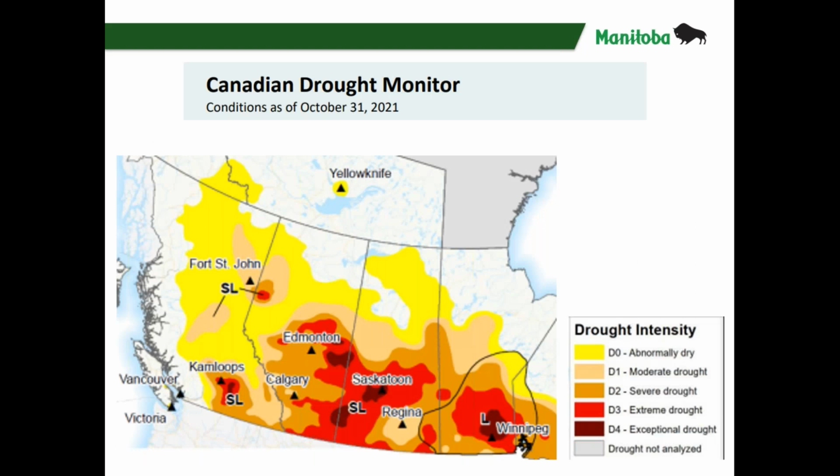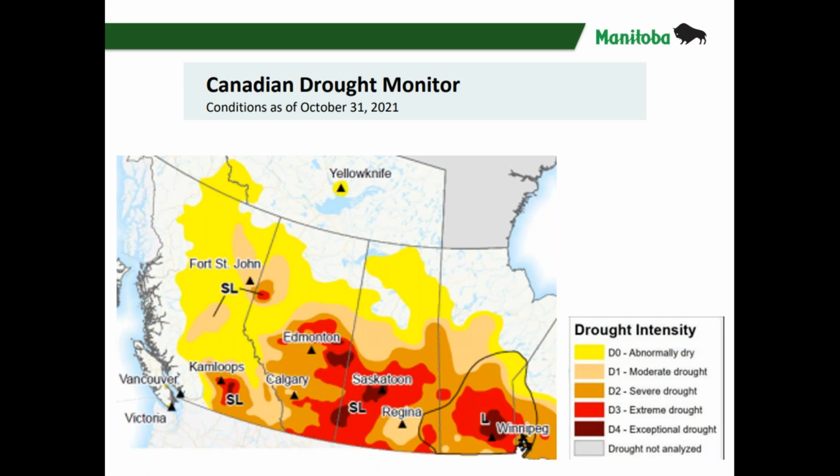Speaking of which, I think it's important to frame our decisions with what type of situations we're looking at. This slide is the Canadian Drought Monitor. This is from October 31st, so this was the end of the season, before the snow. And we can see some pretty scary situation here in terms of dryness.